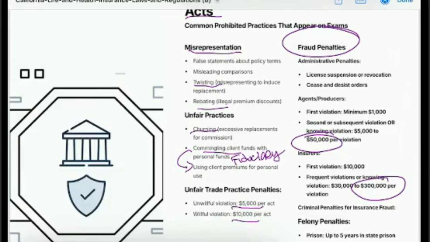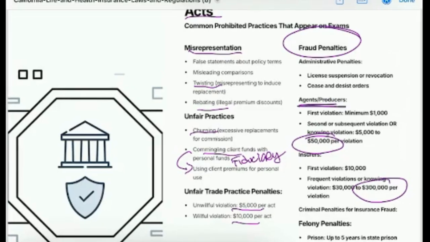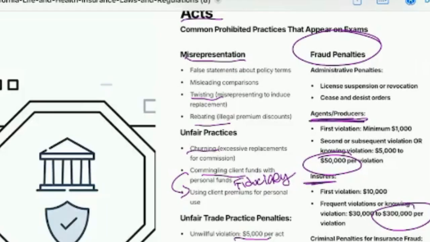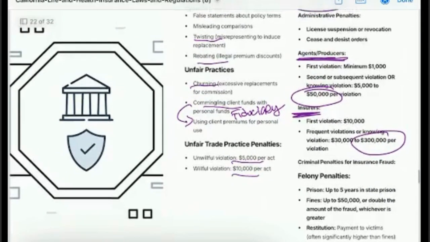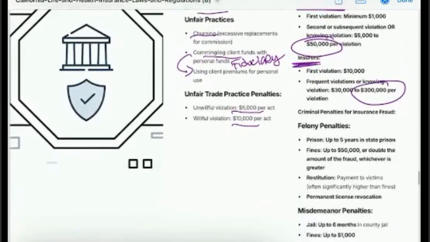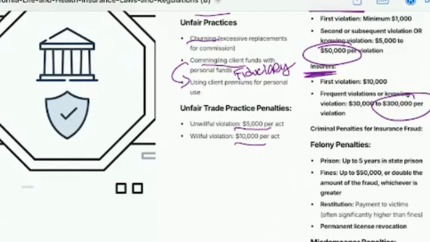When we're talking about the insurance company, it's much higher, $30,000 to $300,000 per violation for fraud. They take them very seriously. Now, while the commissioner cannot actually put you in jail, they can submit all of this to get criminal penalties for insurance fraud. The attorney can pick those up.